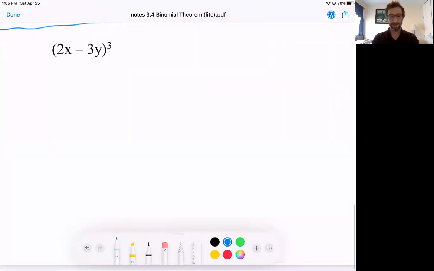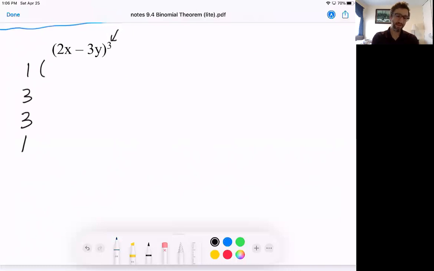Let's look at another example. This one has more variables, but thankfully we have a small power that we're raising it to, the third power. So first we'll look at Pascal's triangle. Look for the third row. The one with the 3 in it is the third row. So we'd start with 1, 3, 3, 1.